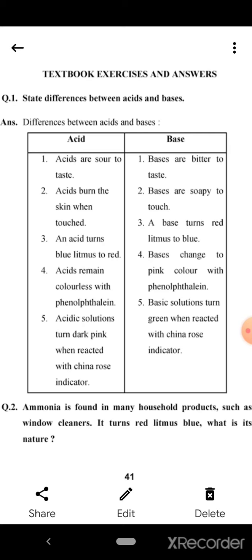In this lesson we will study the reactions of acids and bases, how they cancel out each other's effects, and many more interesting things that we use and see in our daily life.